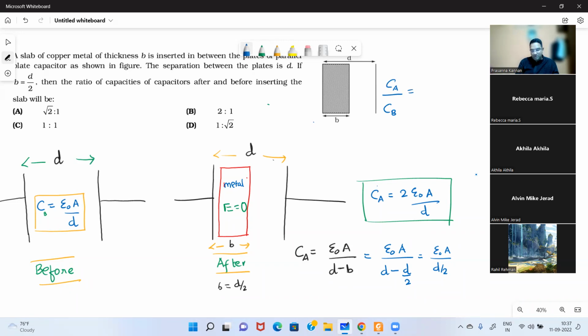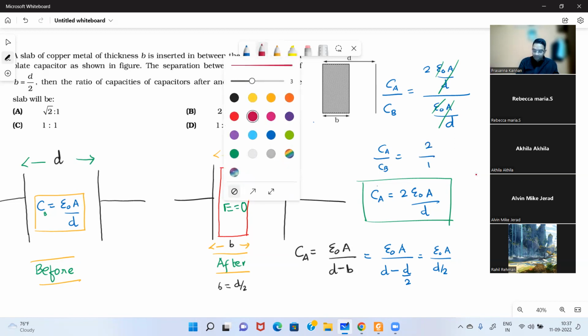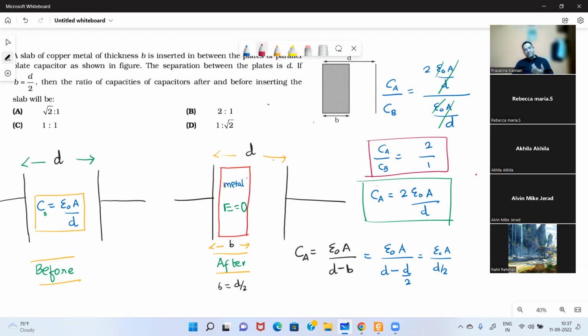So after, what is this one? That is 2 epsilon naught A by D, the whole thing divided by epsilon naught A by D. So what gets cancelled? Epsilon naught A by D cancels. Therefore, what do you get? The ratio as 2 divided by 1, or in other words, 2:1 is going to be the ratio of the capacitances after inserting the metal compared to before inserting the metal. So the right answer is second option. Is it clear to everyone? Yes, sir.